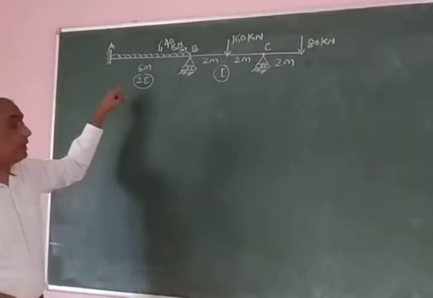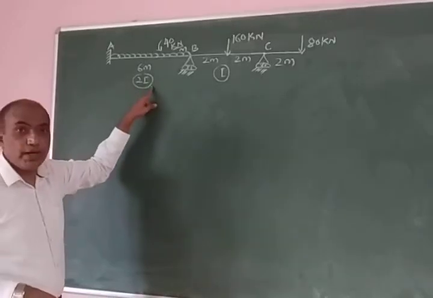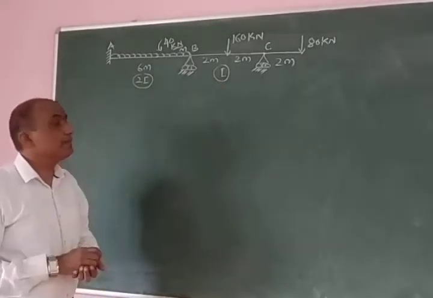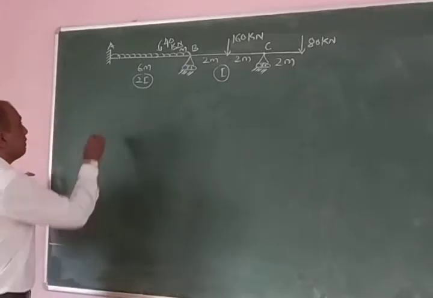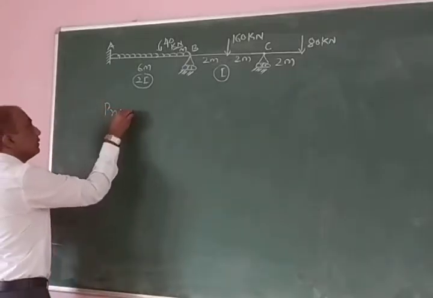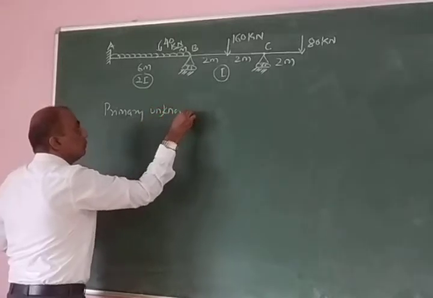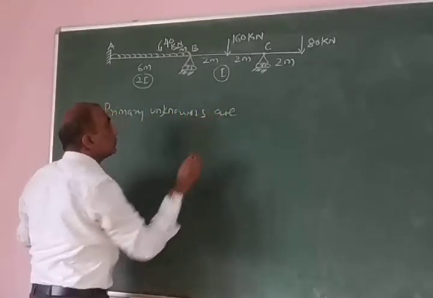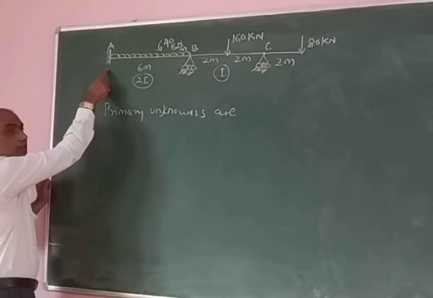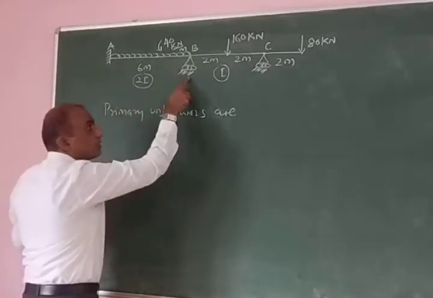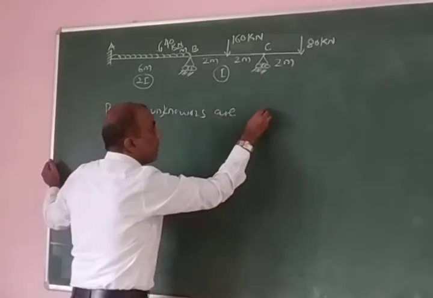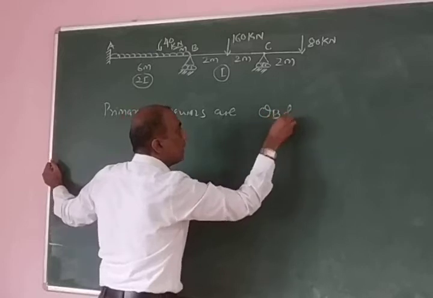But you should note here that moment of inertia for AB is 2I and moment of inertia for BC is I. So to begin with, our primary unknowns are: theta A is 0 because it is fixed, theta B is not 0 and theta C is not 0. So primary unknowns are theta B and theta C.